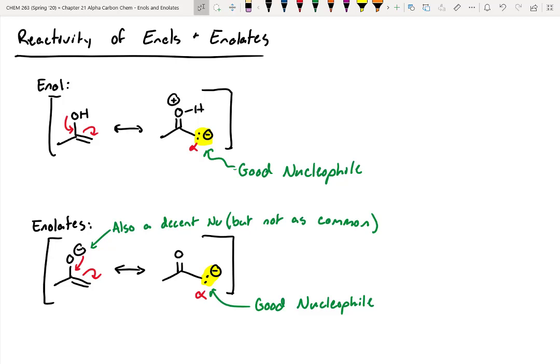Okay, in our last video, we looked at how to prepare enols and enolates. And we said that these enols are pretty easy to prepare by using catalytic acid or base. So let's make a note here. Catalytic acid or base can be used to make these.